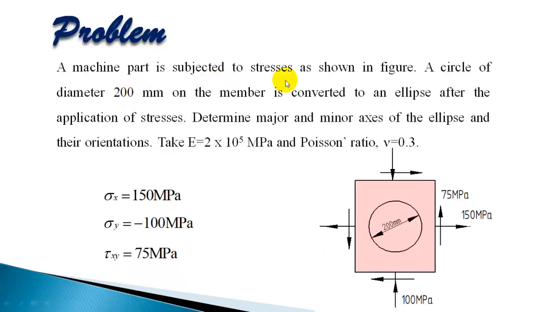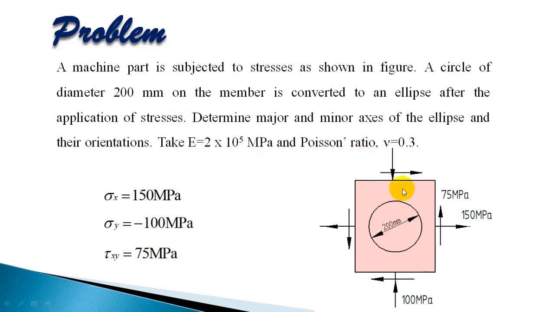A machine part is subjected to stresses as shown in figure. A circle of diameter 200 mm on the member is converted to an ellipse after the application of stresses. Determine the major and minor axes of the ellipse and their orientations. Take E equal to 2 into 10 raised to 5 megapascal and Poisson's ratio as 0.3.